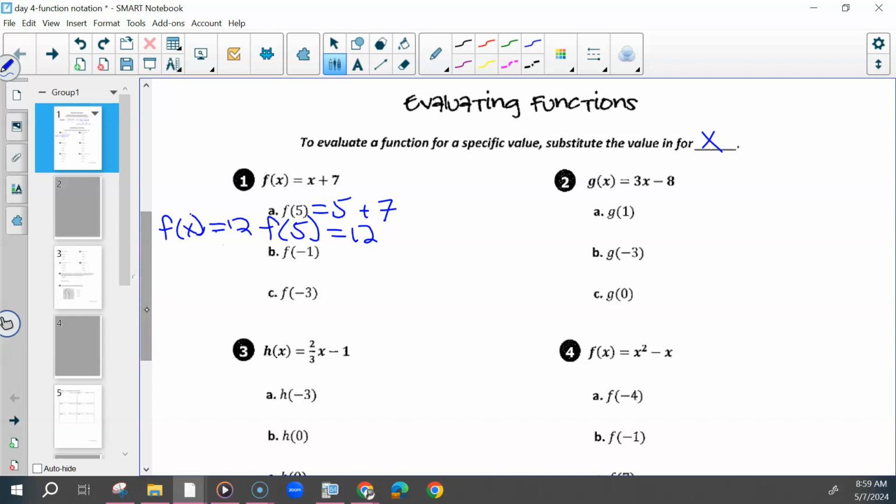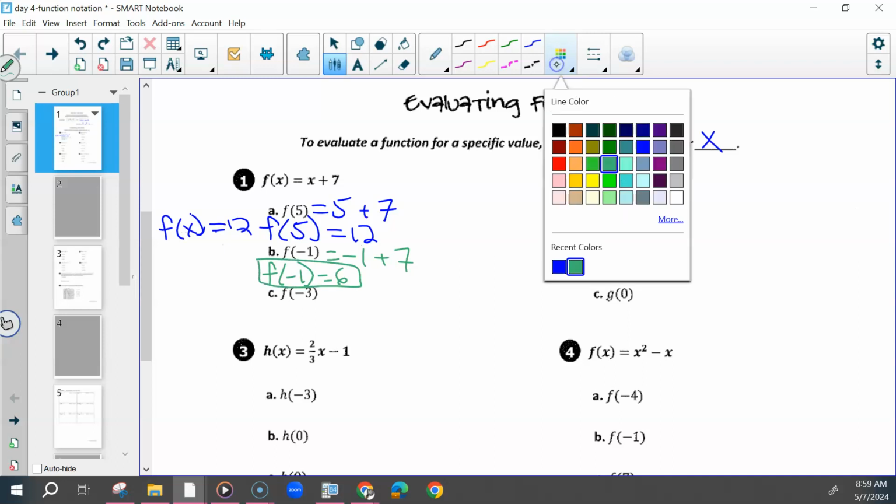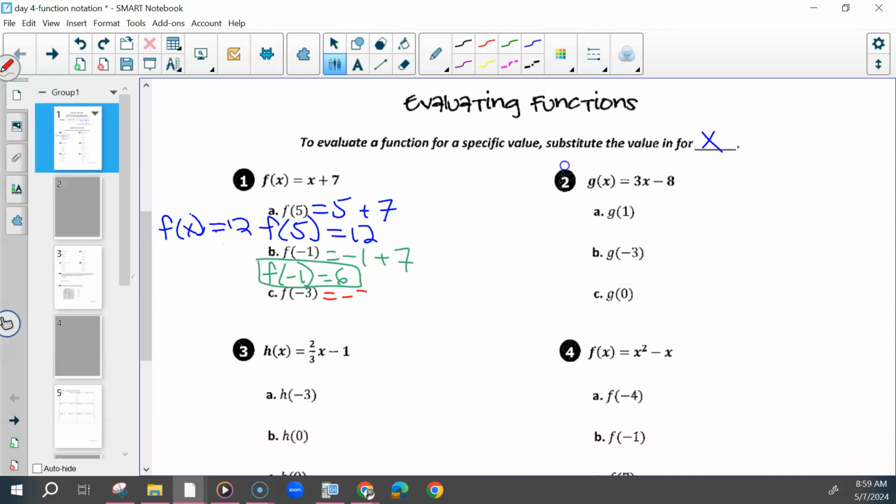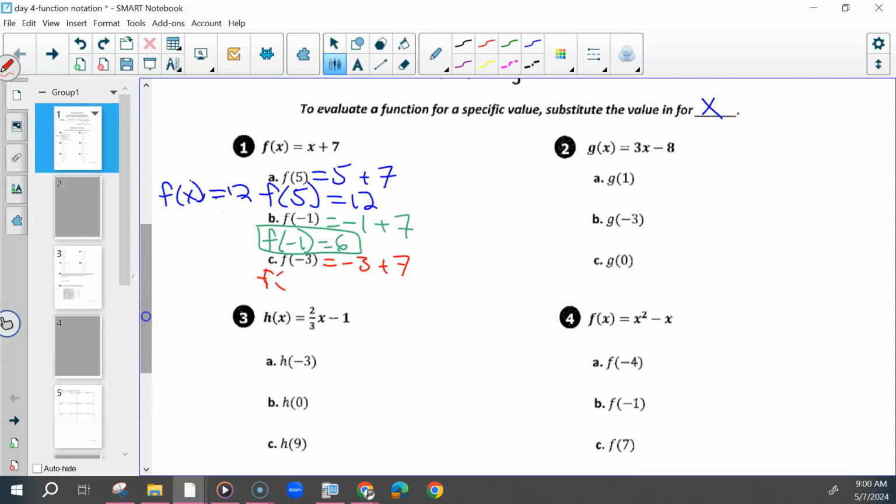So then we're going to do the same thing for part B and part C. Put -1 in for your x's. What would that give us? 6. And then do the same thing for -3. What would that give us? 3. Close. 4.